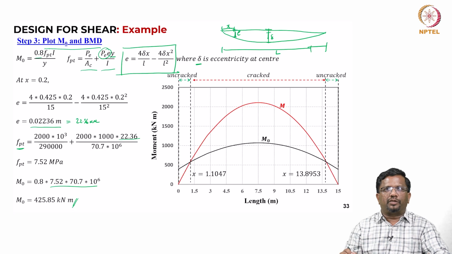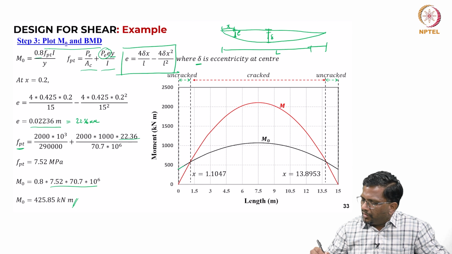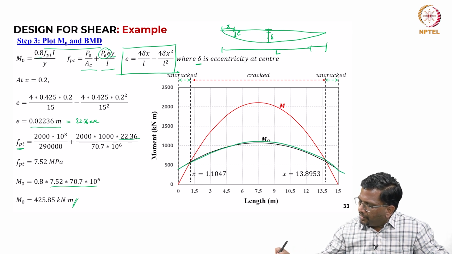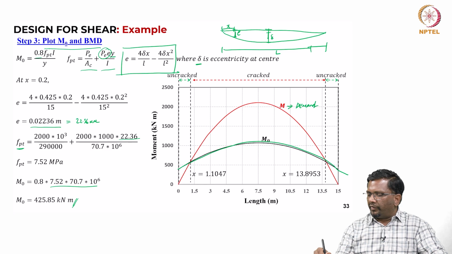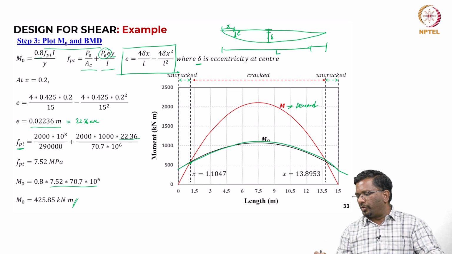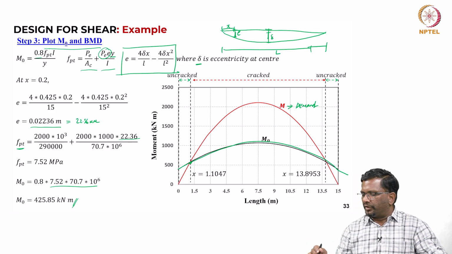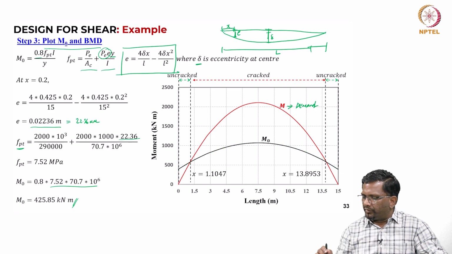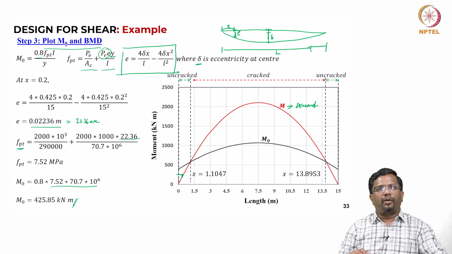If you substitute that, M naught works out to be 425.85 kilonewton meter, right. Like that you do it at different sections, and if you plot it, this is the M naught calculation. So, we got this, and this is your demand, the bending moment diagram for a simply supported beam. Now, this is the value that we established, which is equal to 425 or so for the M naught. Let us say this is at x is equal to 1.2. We did the calculation for x is equal to 0.2 somewhere here. So, this is the value that we got.